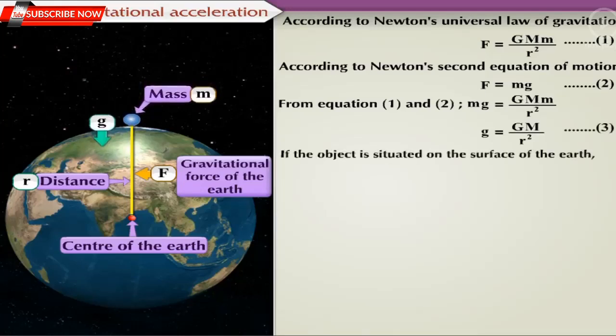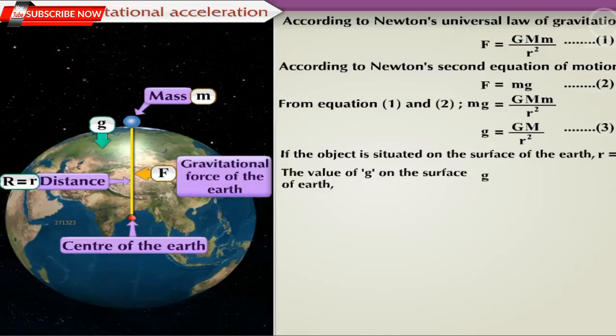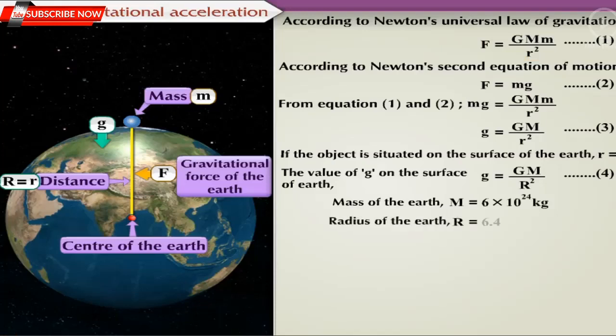If the object is situated on the surface of the Earth, then small r is equal to capital R, which is equal to the radius of the Earth. Therefore, the value of small g on the surface of Earth is equal to capital G into capital M upon capital R square. This is equation 4. Mass of the Earth is equal to 6 into 10 raised to 24 kilograms, and its radius is equal to 6.4 into 10 raised to 6 meters.